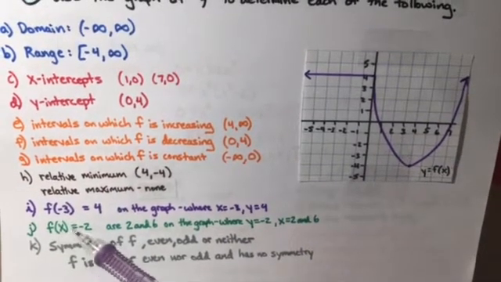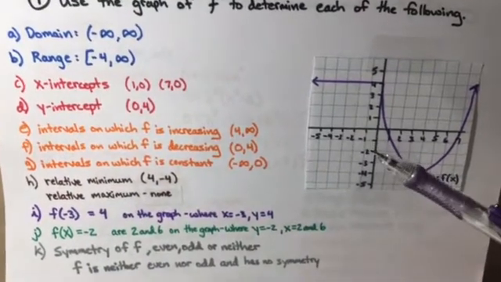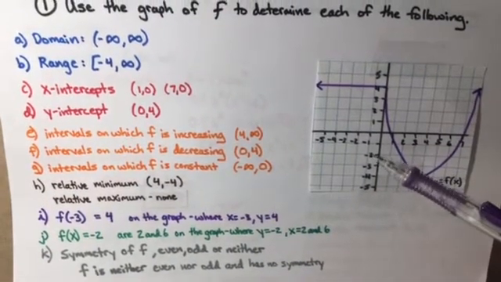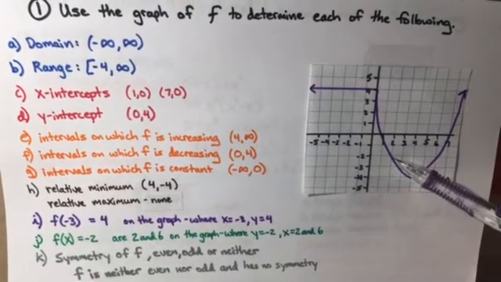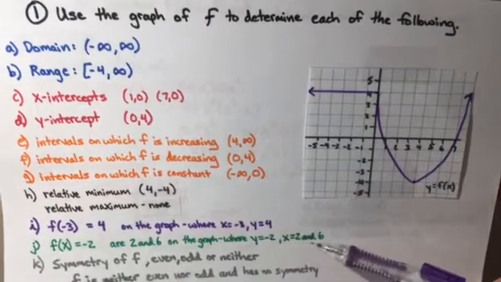For j, it said find f of x equals -2. So that means where y is equal to -2, what would x equal? So we go to y equals -2, and we find that x would be 2 and also 6. So we put both values down there.